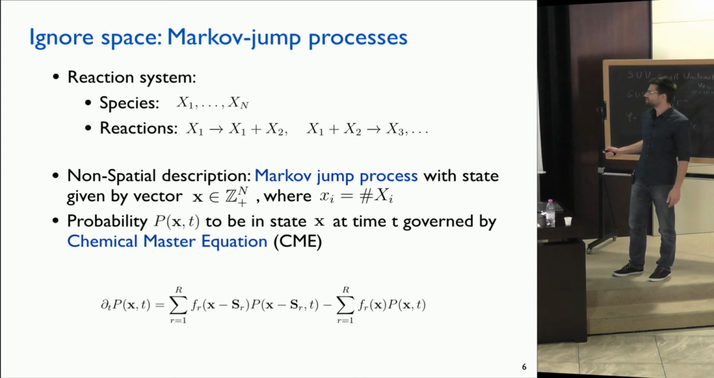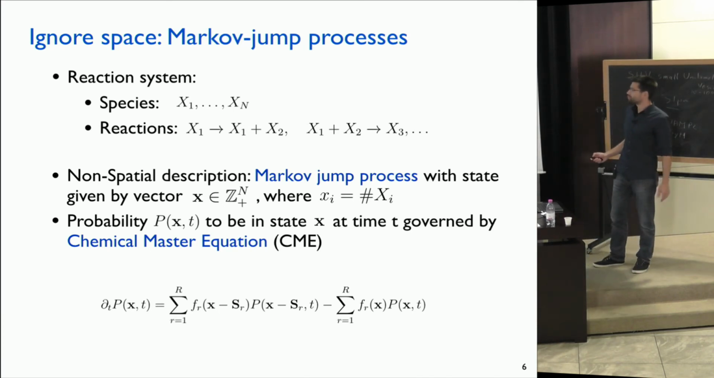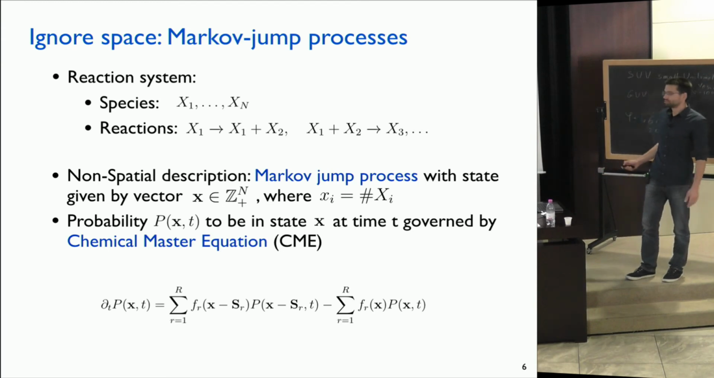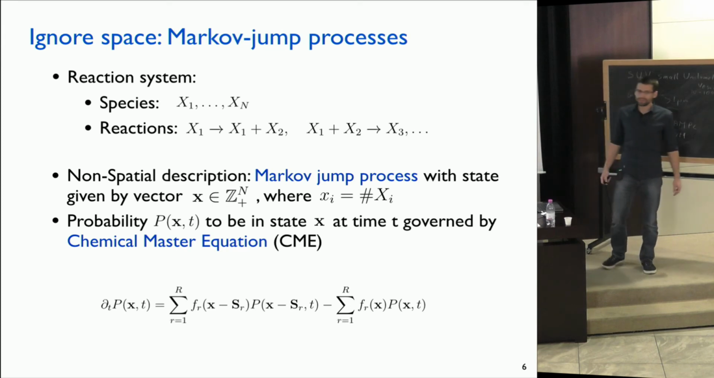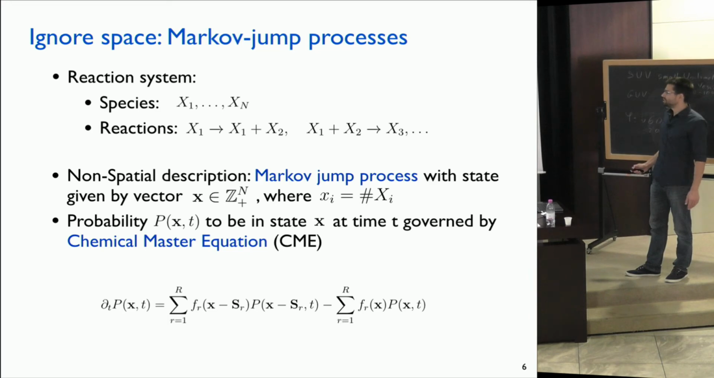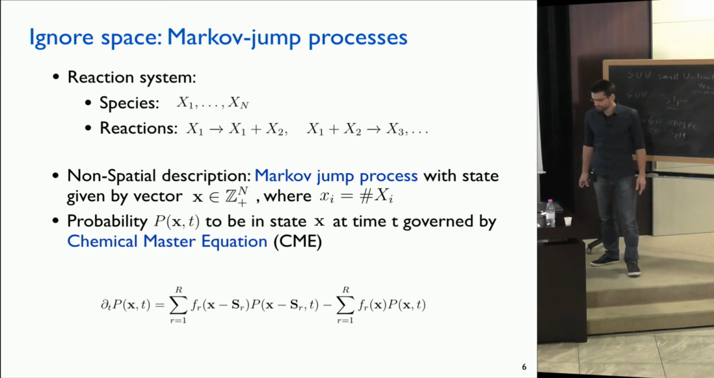And suppose we have a reaction system with certain species that undergo such transitions, or I call them chemical reactions. If we then ignore space, then the system is described by a Markov jump process, where the state of the system is simply given by a non-negative integer-valued vector, where each element simply counts the number of certain species in the system. And under certain conditions, it can be shown that the probability to be in a certain state X at a certain time is governed by the chemical master equation, which is such a differential difference equation.